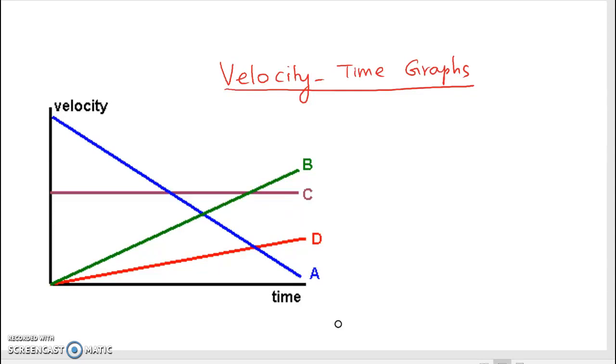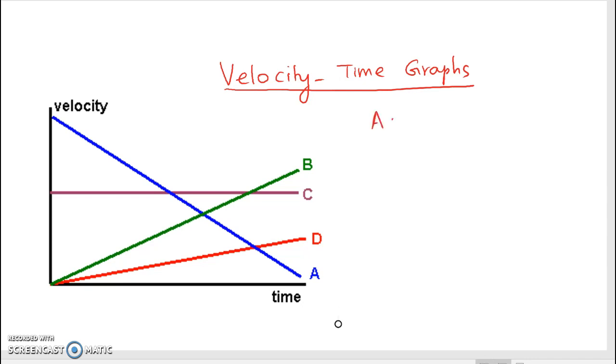Another type of motion graph is the velocity time graph. So time is on the x-axis and velocity is on the y-axis. Let's see what these different plots in a velocity time graph mean. Let's look at plot A. In plot A, what happens to the velocity as time increases?